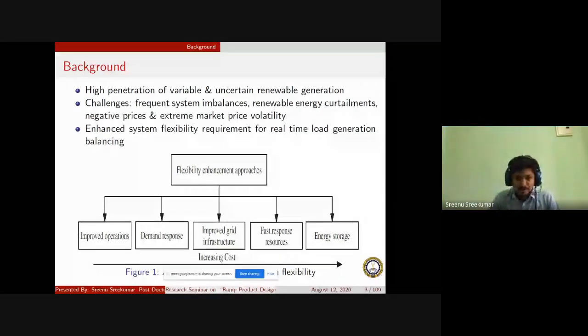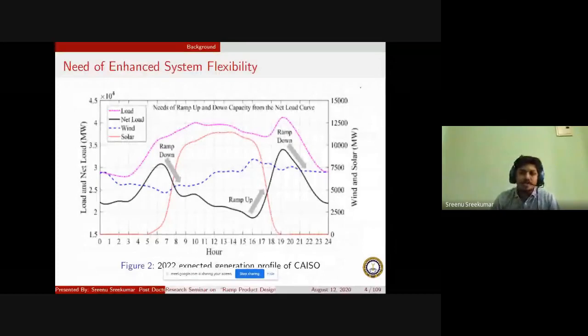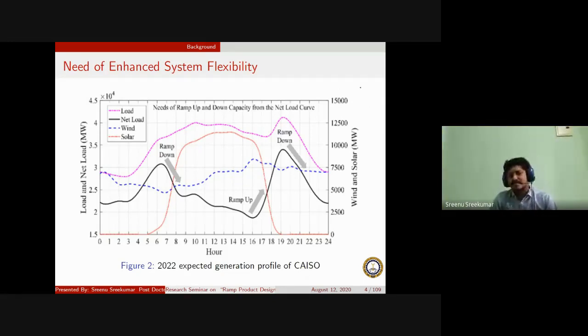And I have already told if you want to accommodate more renewables, we have to enhance power system flexibility. And this figure justifies that statement. And this shows California generation profile of California in 2022. And here 4 curves are there, load is there, wind generation is there, solar generation is there, and net load is there. Net load is the difference between total load and total renewable generation.